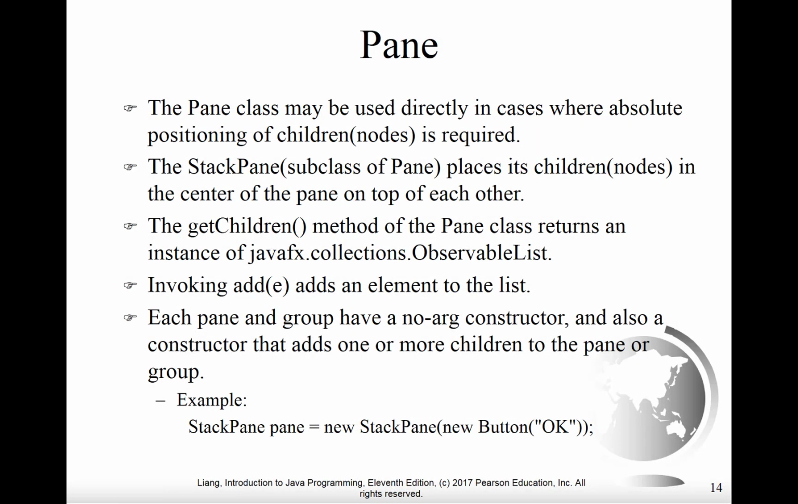We're now going to talk more about this idea of a pane. You remember from the UML diagram that we saw earlier, pane was a parent class with a whole bunch of different types of panes that existed beneath it. In other words, it had many children. So the pane class can be used any place where you want absolute positioning of the children, that is the nodes that are put in the pane.